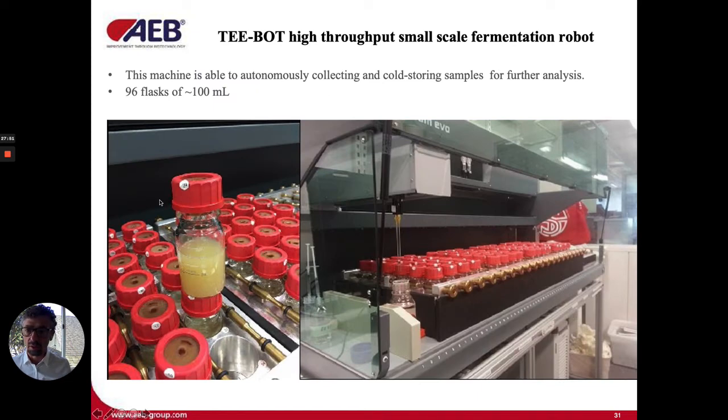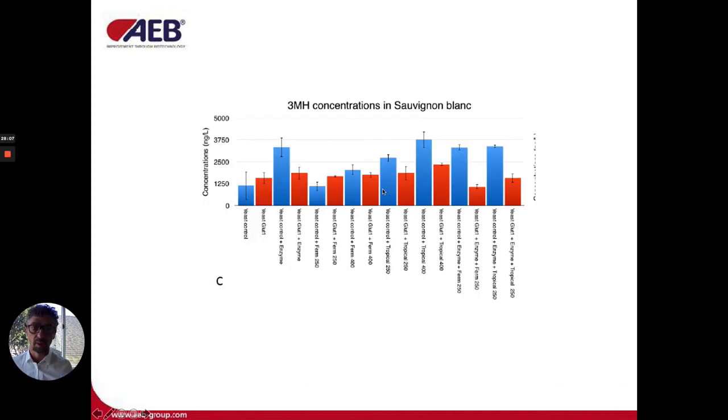At the University of Adelaide, they had this system where they were able to conduct about 100 different fermentations at the same time, at small lab scale, obviously, with this Tecan robot. And here are some of the results.